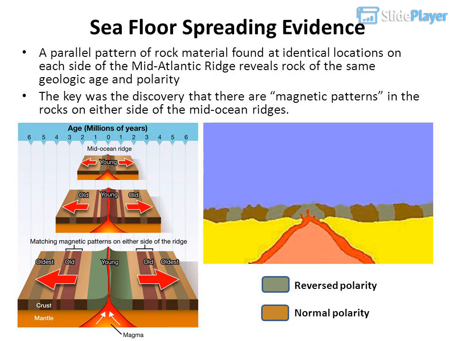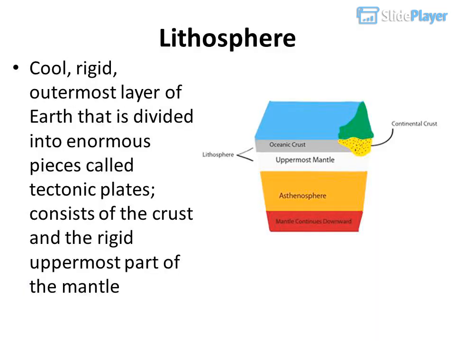Seafloor spreading evidence. A parallel pattern of rock material found at identical locations on each side of the mid-Atlantic ridge reveals rock of the same geologic age and polarity. The key was the discovery that there are magnetic patterns in the rocks on either side of the mid-ocean ridges. Reversed polarity. Normal polarity.